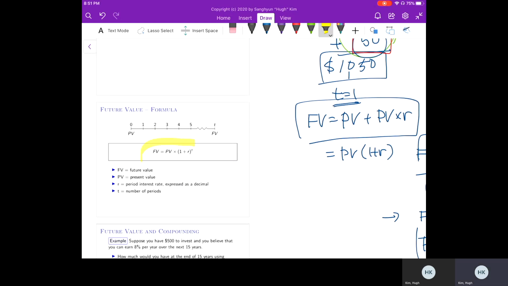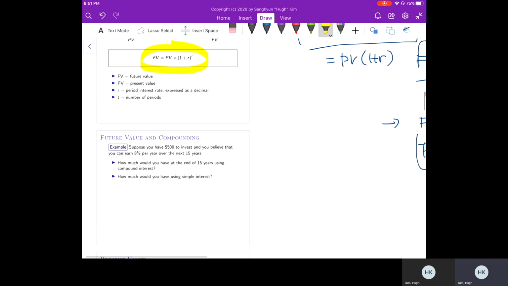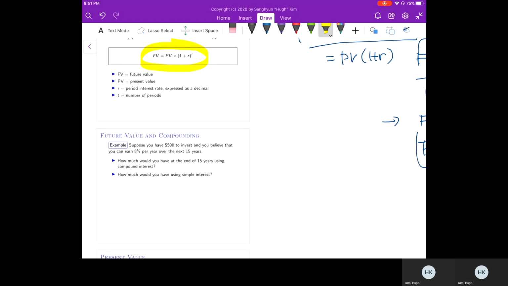So here's the formula that I want you to remember. The future value is equal to present value times 1 plus R to t. So let's use this formula to solve the following problem. Suppose you have $500 to invest, and you believe that you can earn 8% per year over the next 15 years. So how much would you have at the end of 15 years using compound interest?